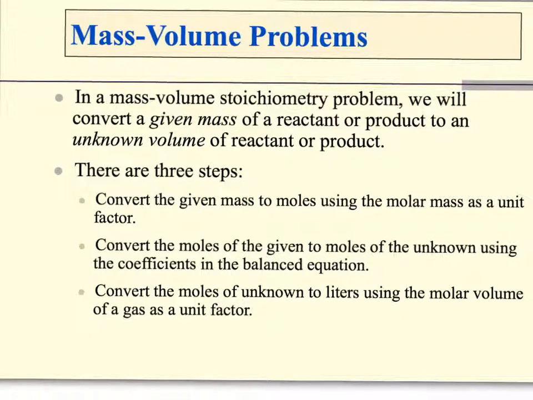Let's begin with a mass volume problem. In a mass volume stoichiometry problem, we convert a given mass of chemical A to an unknown volume of chemical B. This is a three-step conversion problem, as we must first convert from given mass of chemical A to moles of chemical A. We will then do a mole-mole conversion from moles of chemical A to moles of chemical B. And finally, we will convert from moles of chemical B to liters of chemical B. Now this can be set up as one continuous problem, and it will be no more difficult to solve than a mass problem.